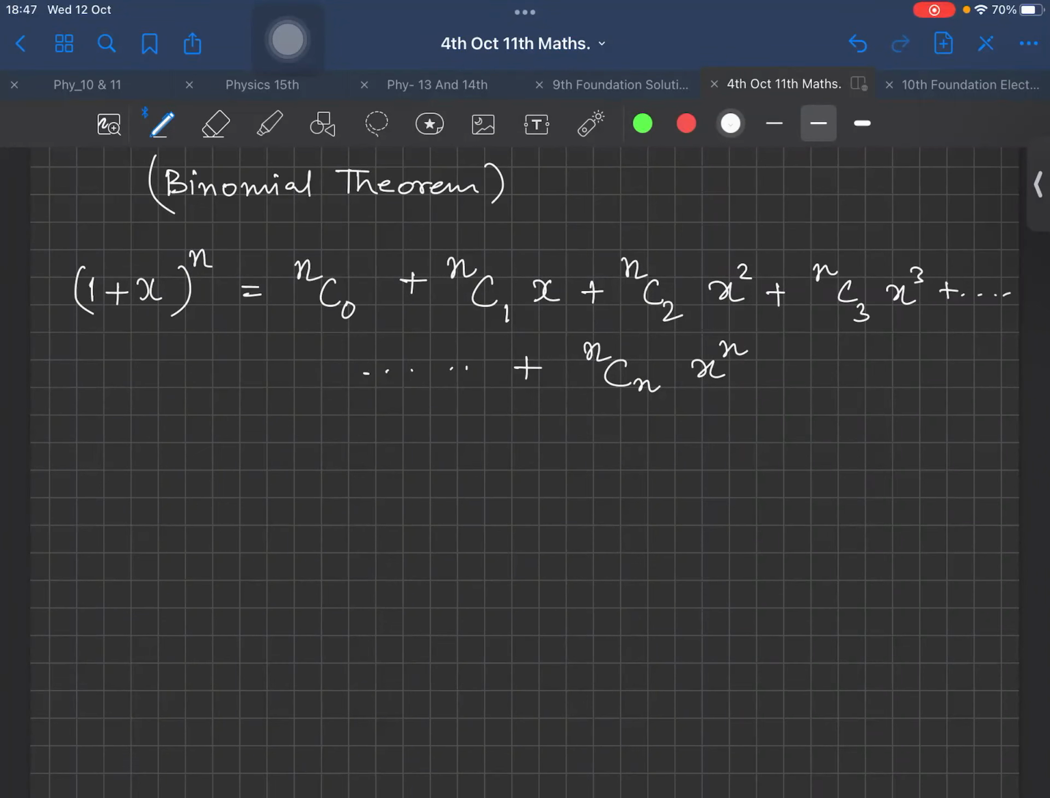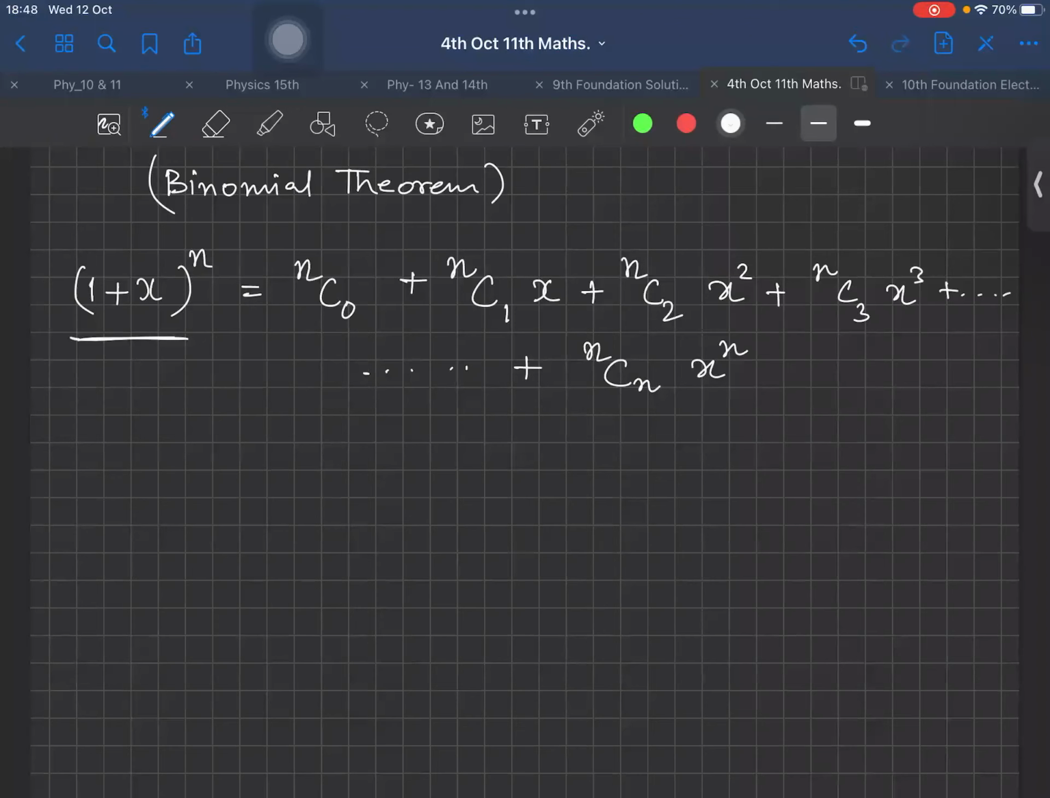You have a proof, by the way, of this. You can prove it using (a plus b) to the power of n. Just substitute a is equal to 1 and b is equal to x. You will get that. Okay. Yes or no? Yes, sir. All right.